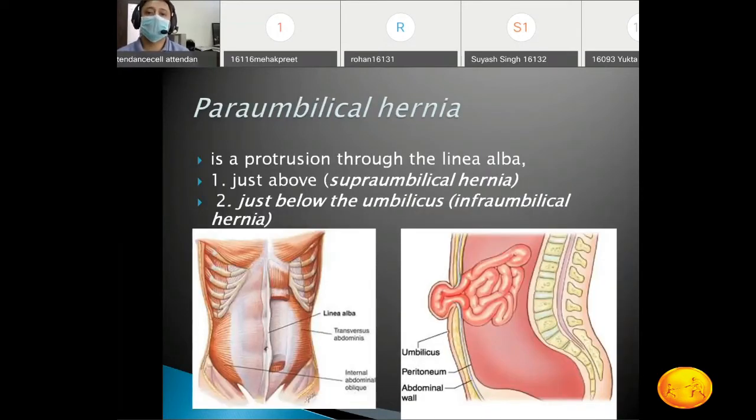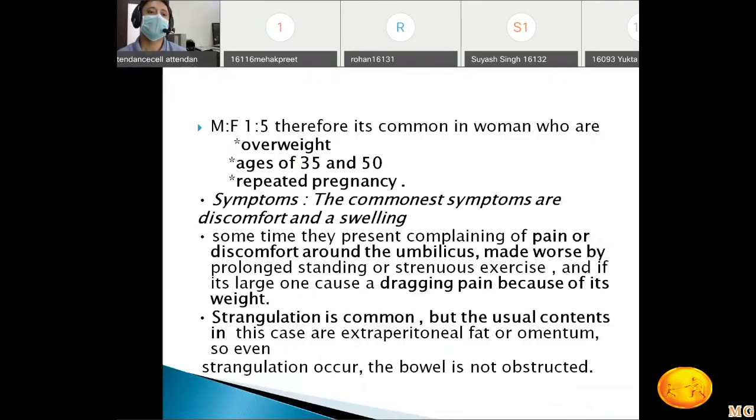It is a protrusion through the linea alba. It could be just above, which is called a supraumbilical hernia, or just below the umbilicus, which is called an infraumbilical hernia. Male to female ratio is 1:5. Therefore, it's more common in women. Overweight patients, ages of 35 to 50 years, and repeated pregnancy.